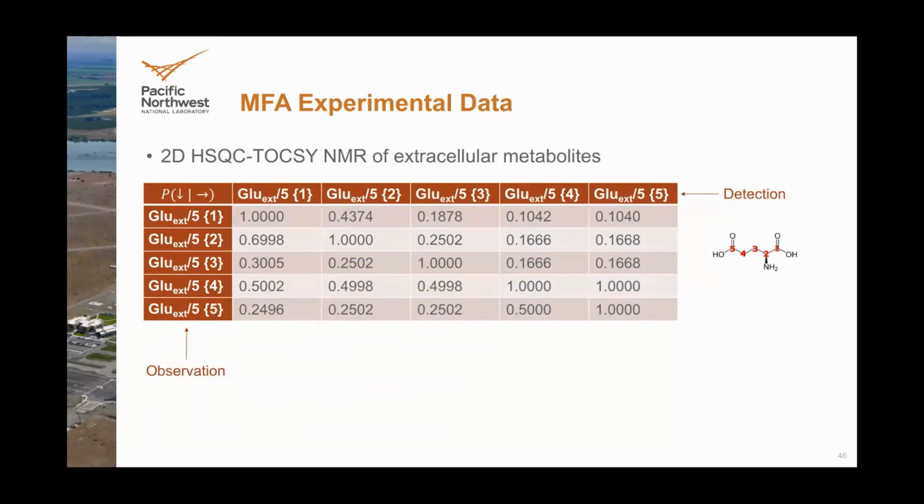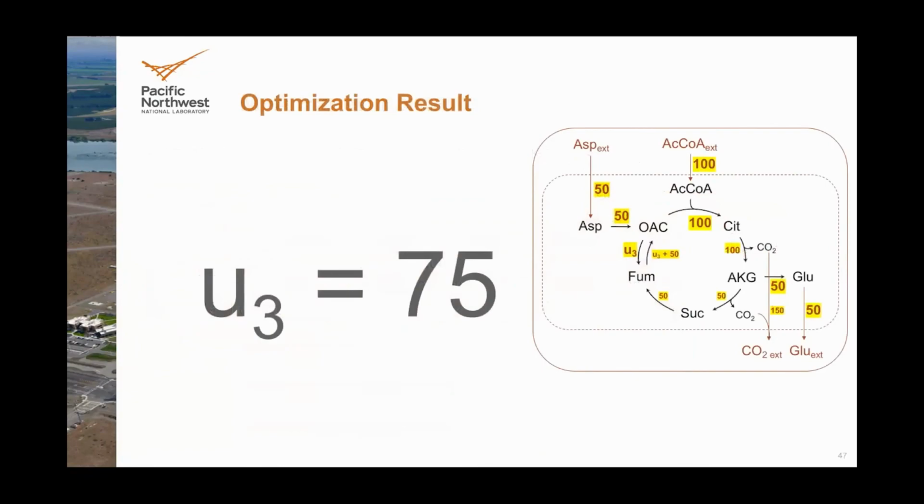Next, we might do some NMR experimental data. I mentioned we might take the exudate. So here I've done this fictional TOCSY HSQC on the extracellular metabolite glutamate, and we've got a bunch of numbers here. These would come from the NMR spectra. We put all of that in, and lo and behold, the number is 75.